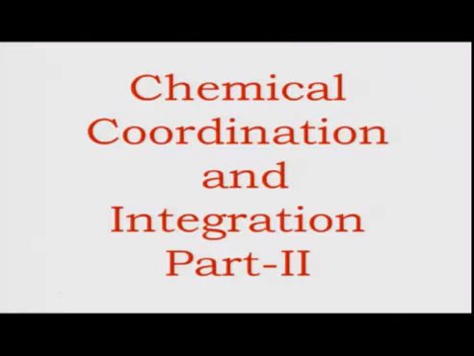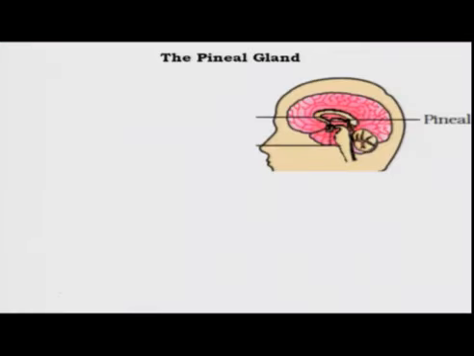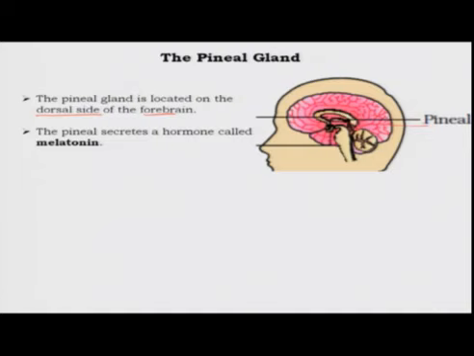Now we are going to move on to the next endocrine organ in this hierarchy, which is the pineal gland. The pineal gland is located within your brain, on the dorsal side, the top side of the forebrain. This is an image showing you where the pineal gland is located. The pineal gland secretes a hormone which is called melatonin.